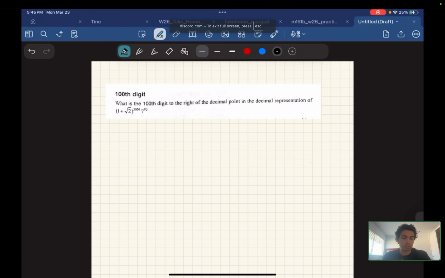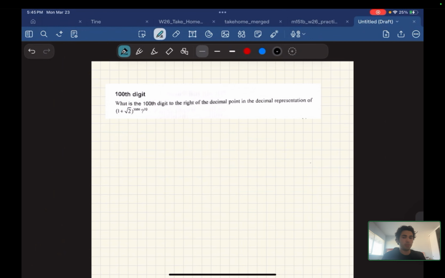So this question is called 100th digit. It says, what is the 100th digit to the right of the decimal point in the decimal representation of (1 + √2)^3000? For this question, we're going to use the conjugate to manipulate the values and get the answer.